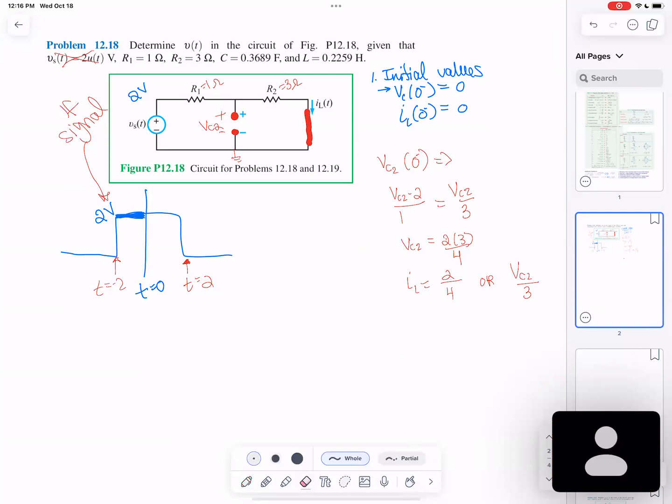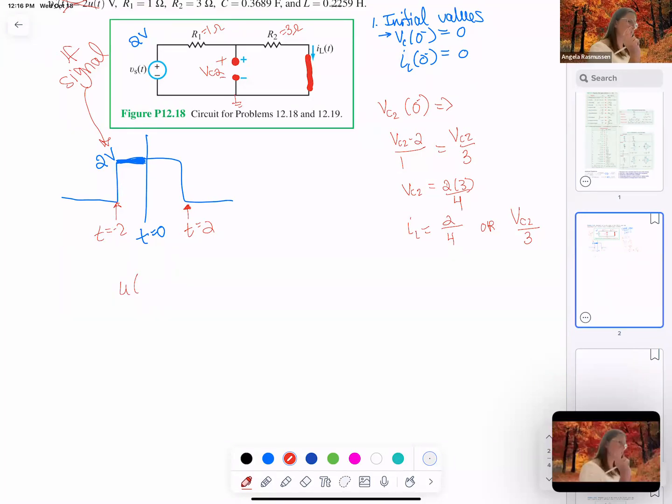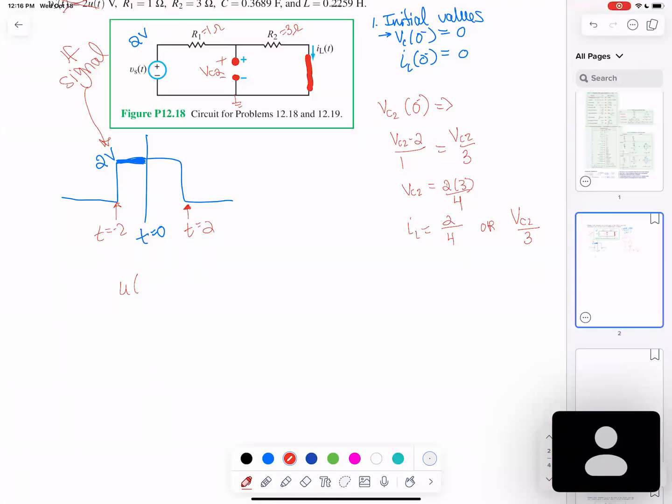Question for you. In order to have an initial voltage that's not 0, there would be a shift, correct? Would it be like u(t minus 1) or something like that? Sorry, say that again. I'm just wondering, actually I'll watch the example, thank you.